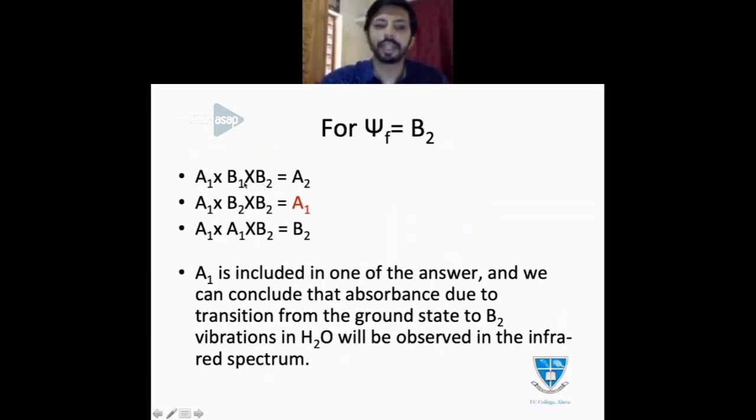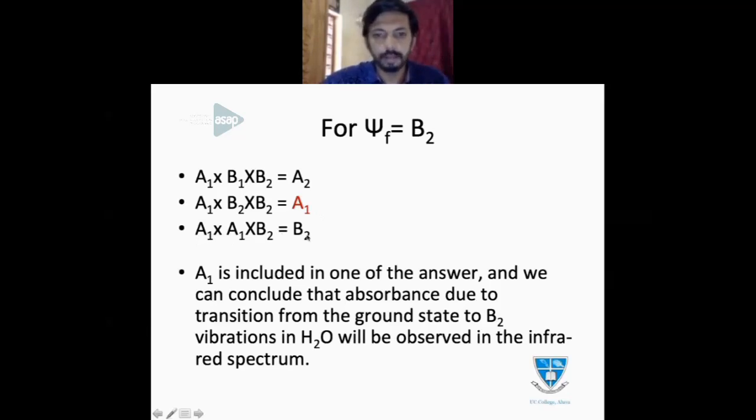I have previously mentioned that in C2V there is a simple trick. If we multiply B1 and B2, we will get A2. Then A2 into A1 is A2. If we take the direct product of B2 and B2, we will get A1. So A1 into A1 will be A1. Then A1 into B2 is B2, and B2 into A1 will be B2.